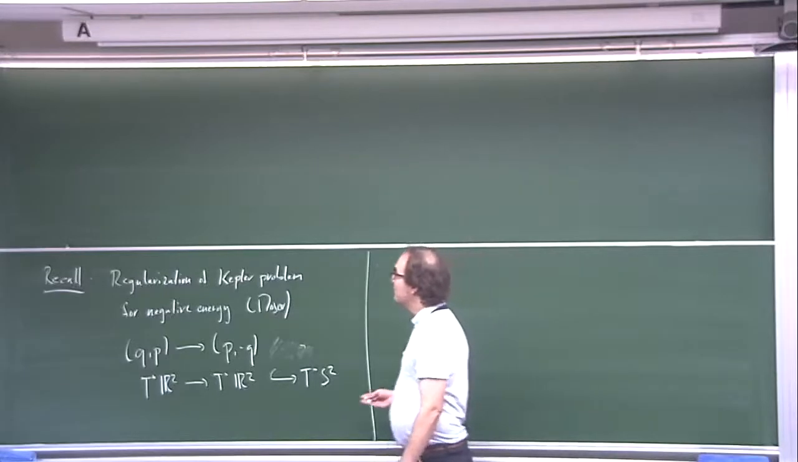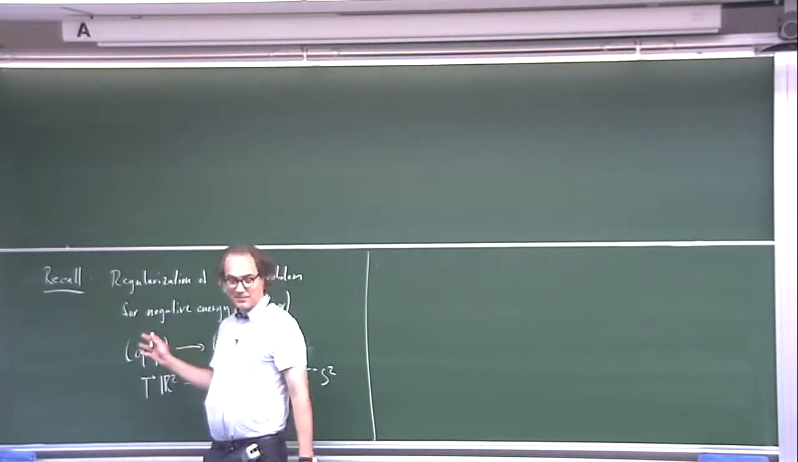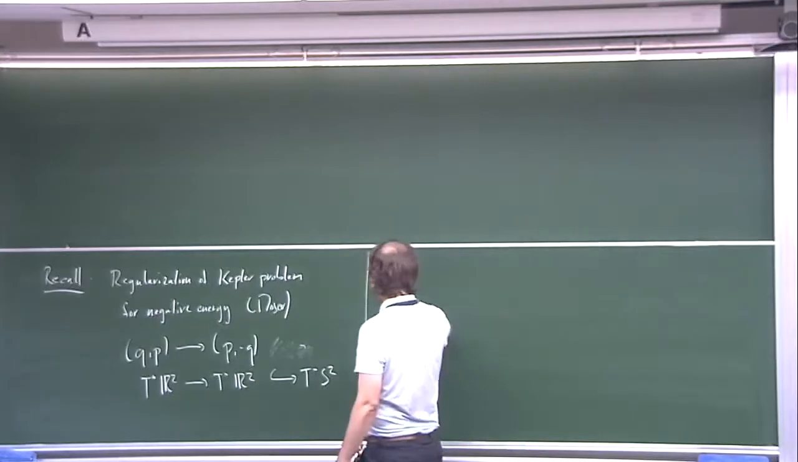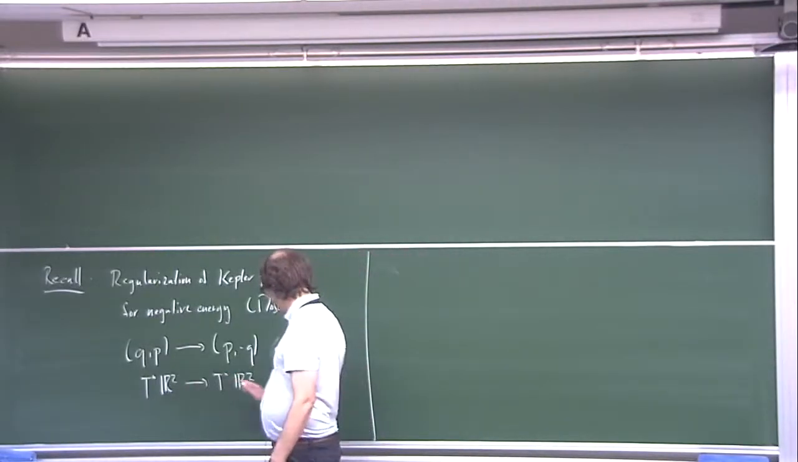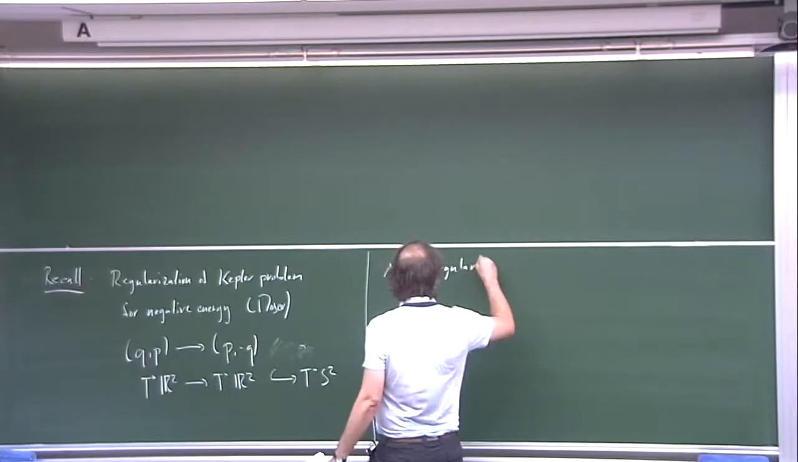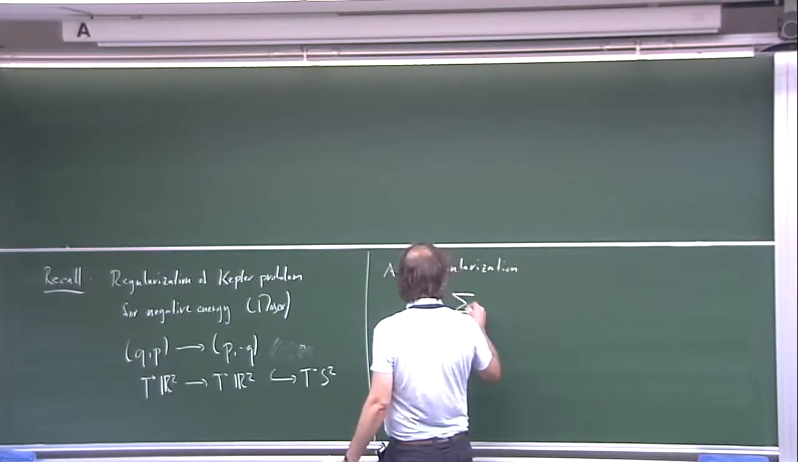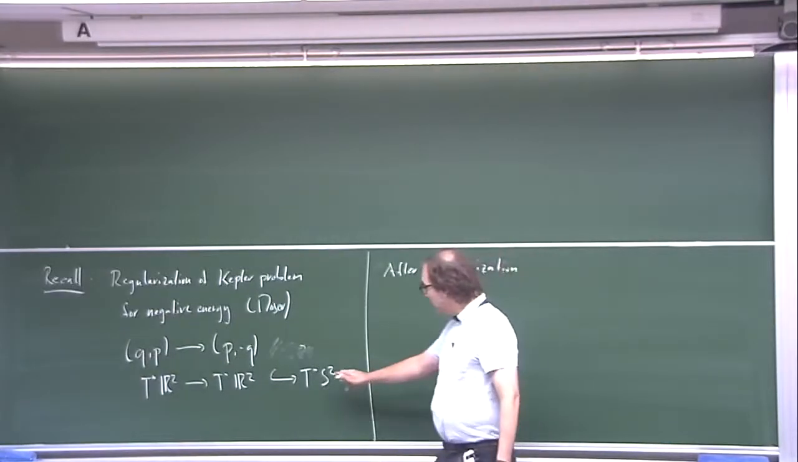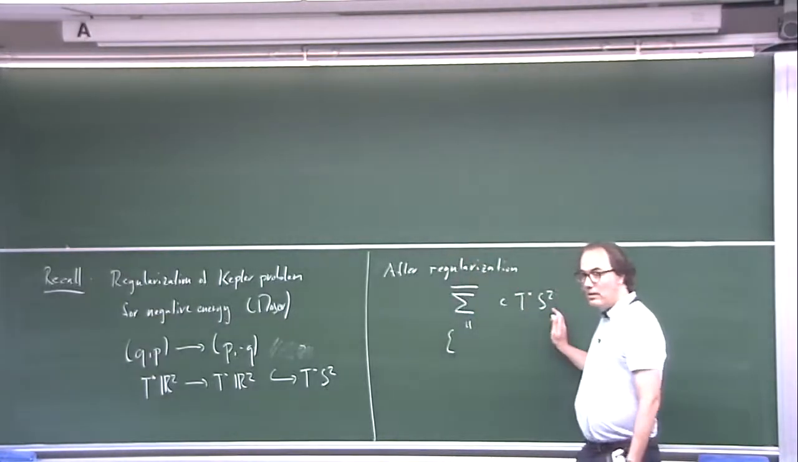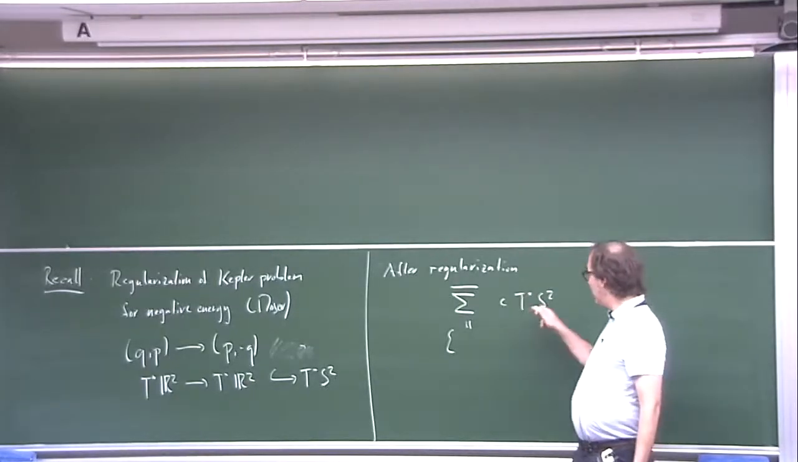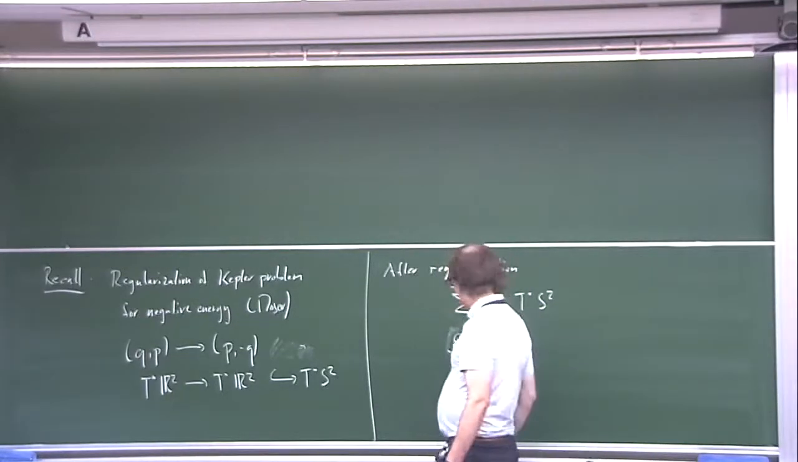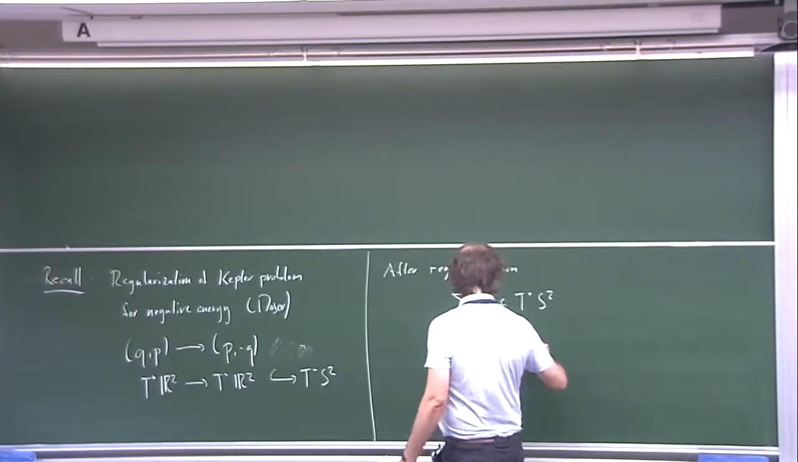And now there is a different, related but slightly different regularization, which is due to Levi-Civita. So maybe for the topology, after regularization, the regularized hypersurface in T star S2. This is because we have the geodesic flow. So a geodesic is determined by a point and the direction. So this is the unit cotangent bundle.